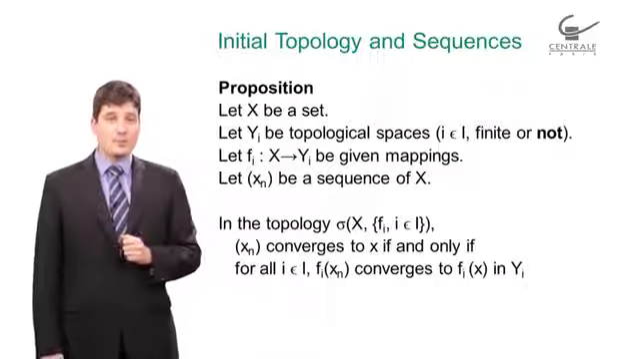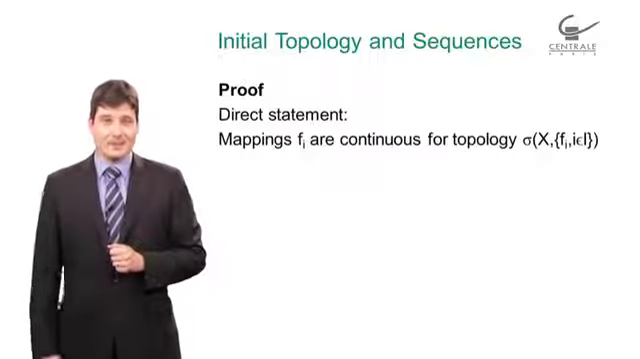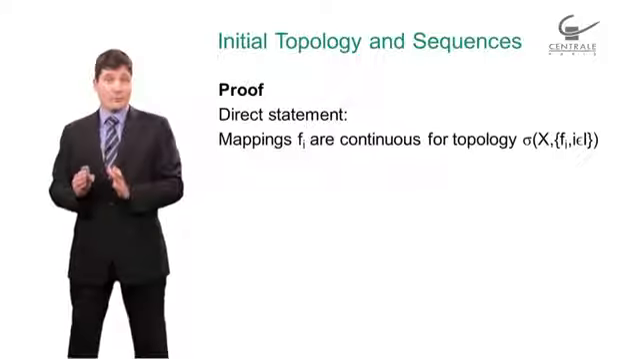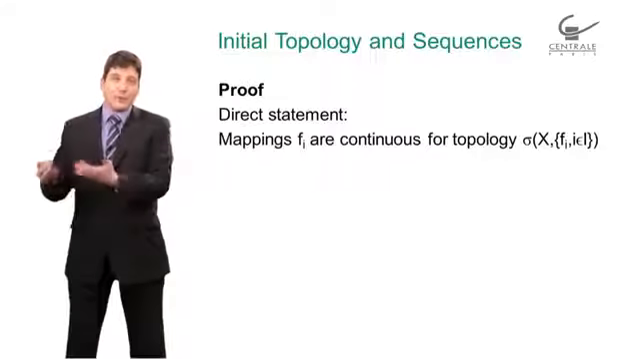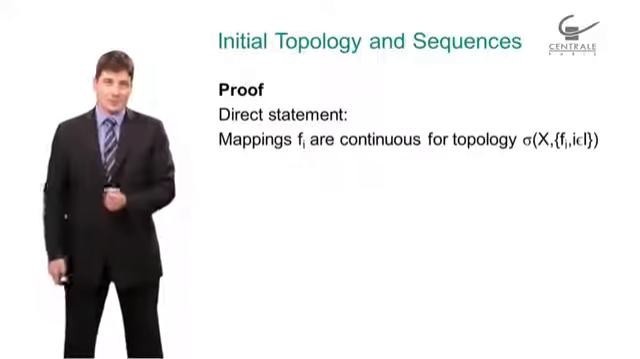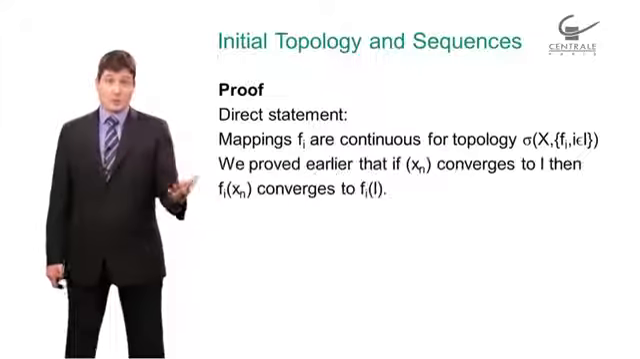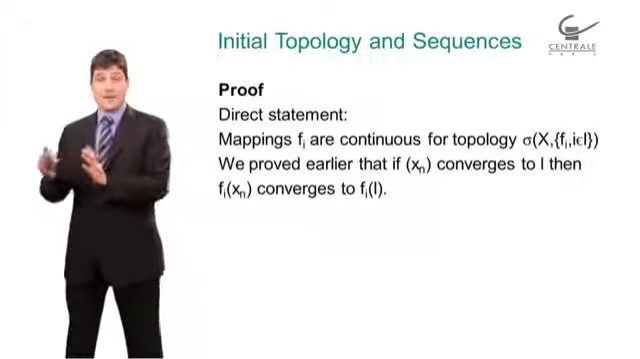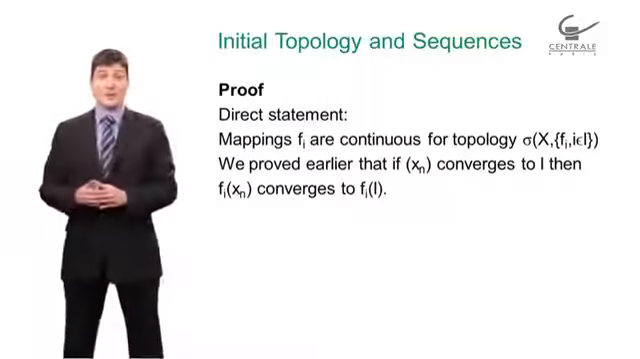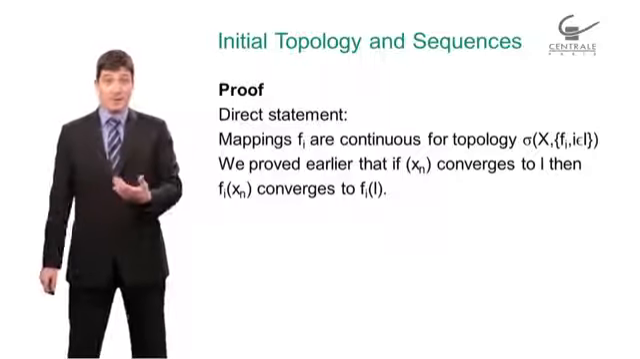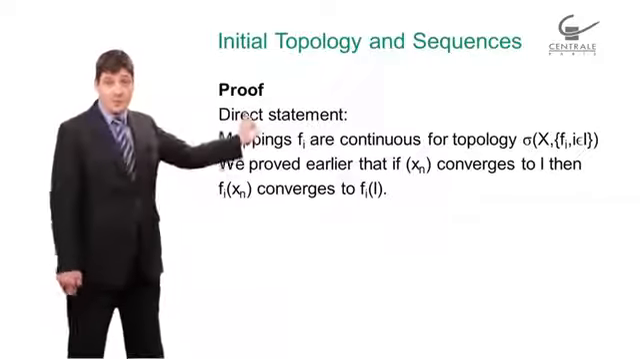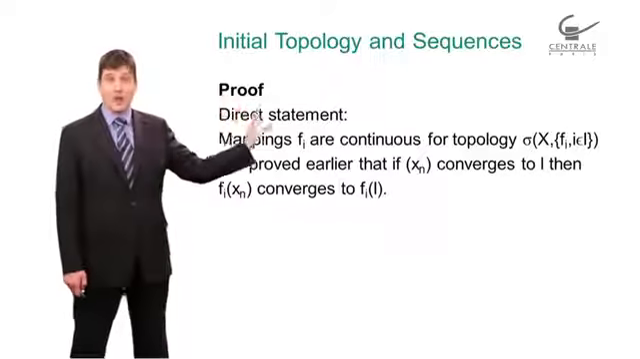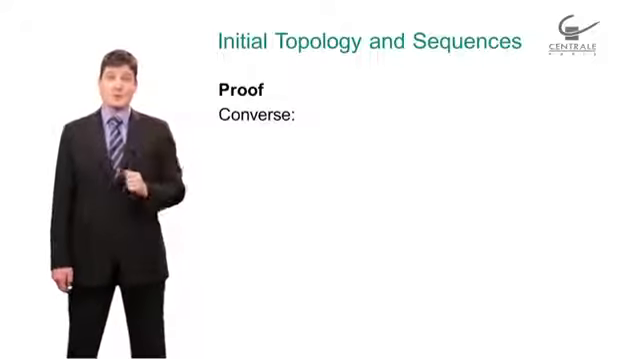Let me prove this proposition. Direct statement first. The mappings Fi are continuous for the initial topology, by the very definition of the initial topology. Because they are continuous functions, and because we proved earlier that if xn converges to L, it means that Fi of xn converges to Fi of L, the direct statement is really easy to prove. That's basically the proof. It's not a problem. So there is no point in proving the statement further. The statement is obvious. The converse statement needs a bit more work.